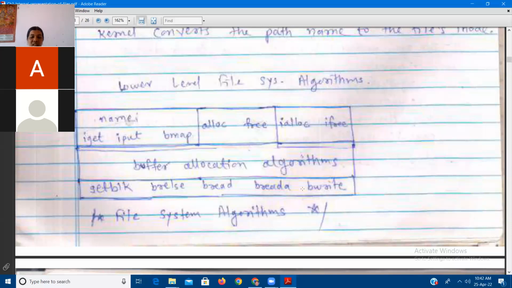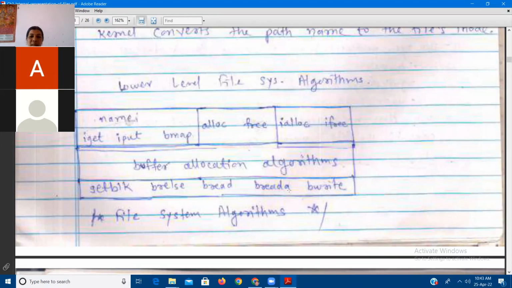Finally, why discuss these algorithms? What we are doing is accessing the file which is present on the hard disk. At the hardware level, the hard disk is there, and over there the file is there, and we are trying to access that file. By accessing, either we are reading the file or we are writing something inside that file. While reading, we use either the bread algorithm or the breada algorithm, and while writing within the file, we use the bwrite algorithm.